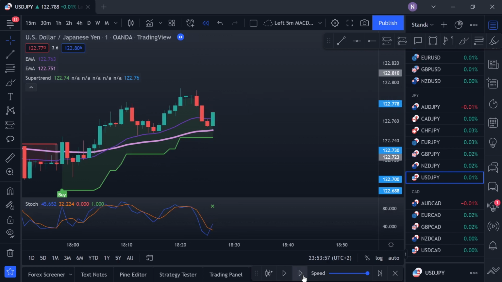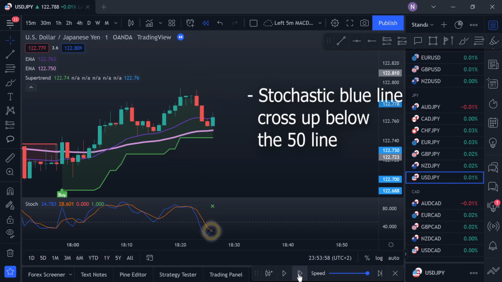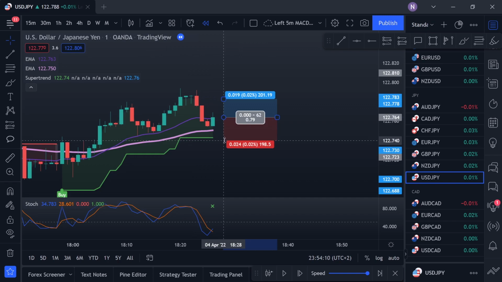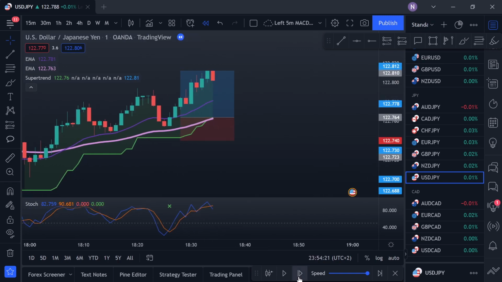Now we wait for the blue line on the Stochastic to cross up over the orange line from below, but this cross has to occur below the 50 line. If the cross is above the 50 line, then the trade is not valid. You enter on the candle where the valid cross happened, and you set your stop loss just slightly below the Supertrend line. Take profit is a fixed 1 to 2.